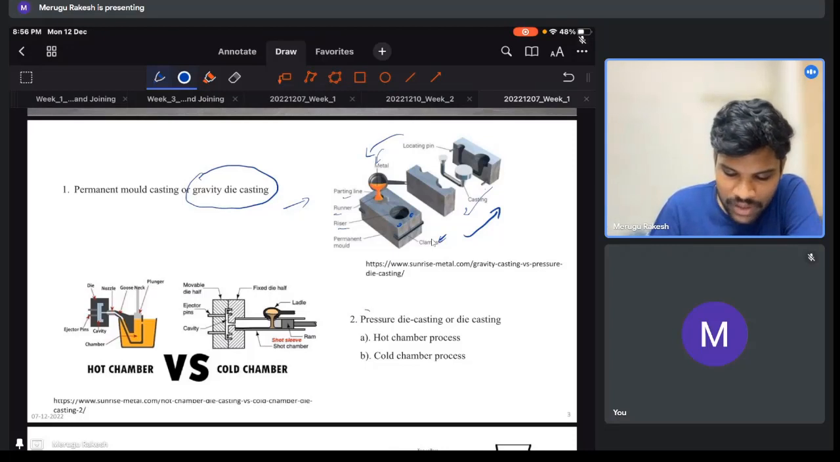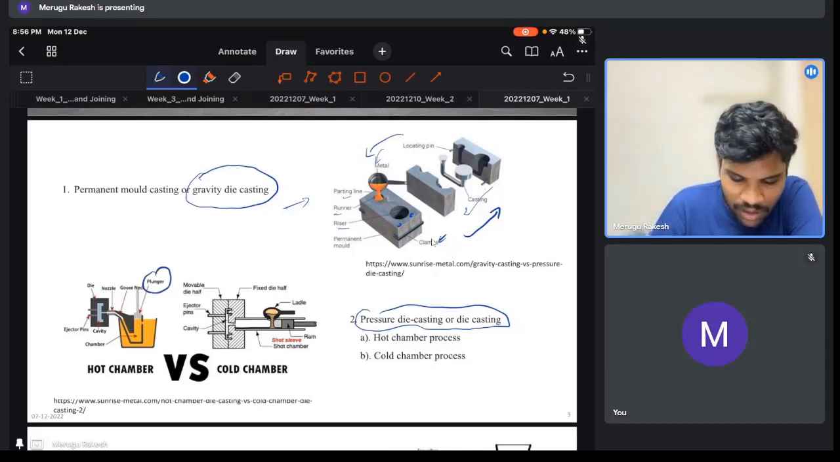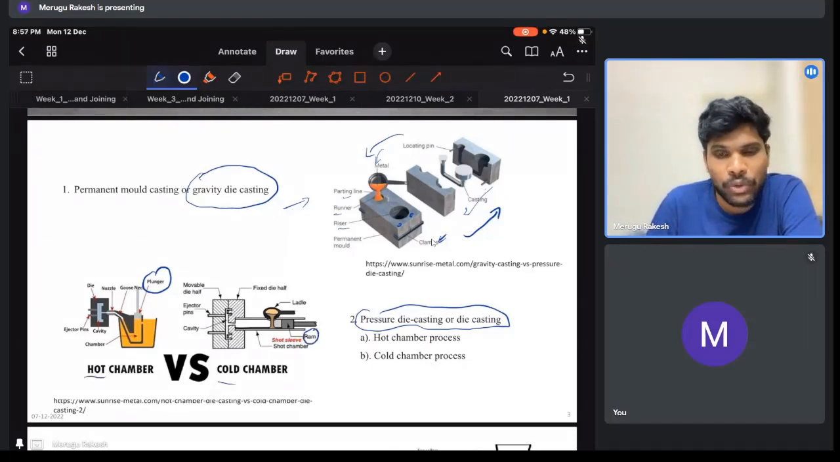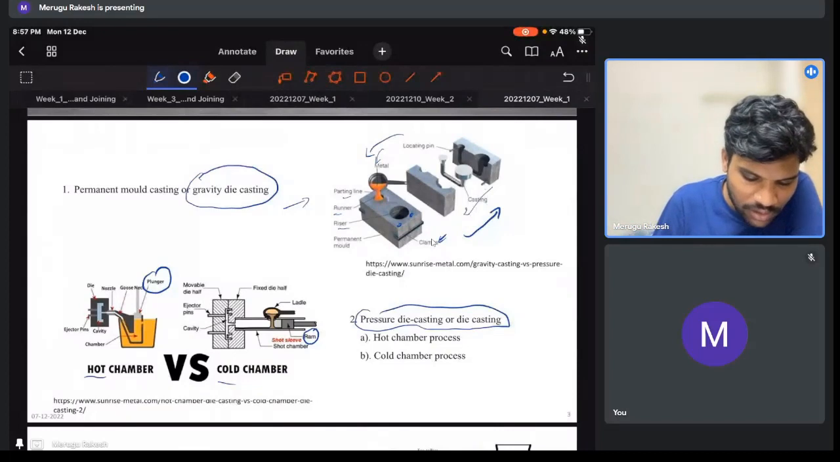When you come to the pressure die casting, there is another type, high pressure die casting. We use a very high amount of pressure. There are two types, hot and cold chamber. Generally you use a plunger or a ram to squeeze the metal into the cavity. So here is the cavity, as you can see.